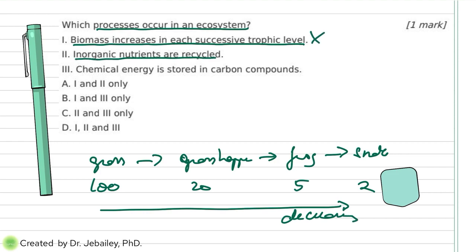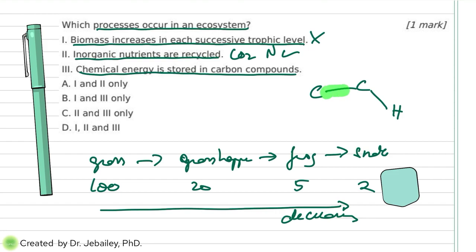Inorganic nutrients are recycled. Now, is it true that the inorganic nutrients are recycled? That is true. It is possible. For example, CO2, we know there's a carbon cycle, right? We also talk about nitrogen cycles. Yes, it's true. Okay, chemical energy is stored in carbon compounds. Yes, because, for example, if you have a carbon bonded to another carbon or to a hydrogen, the bond between them is actual chemical energy. That means they're storing the energy in these bonds. So statement 3 is also right. So in this case, only 2 and 3 are right, which means it's C.